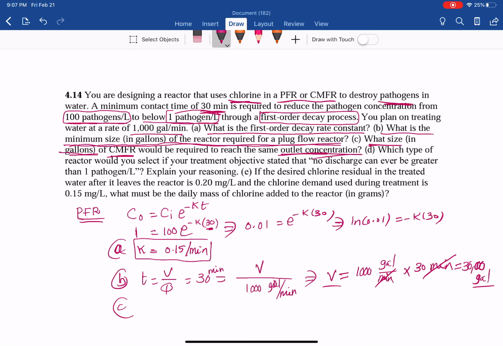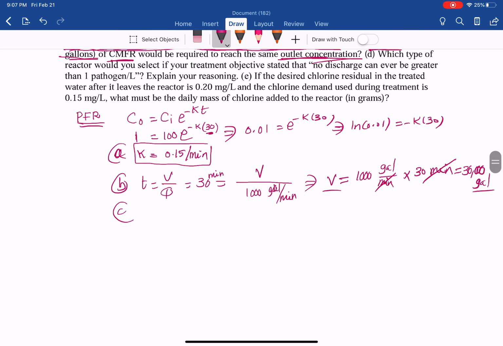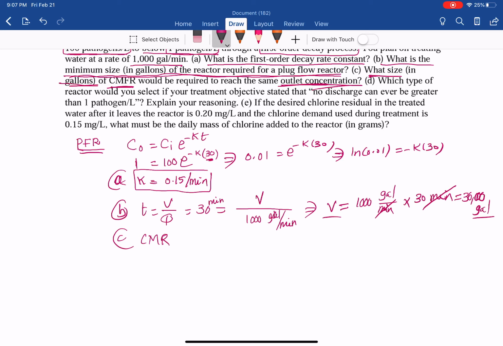Okay, good. So C, now he's using a CMFR. Look at this, what size in gallons? So we need to find out the volume that would be required to reach the same outlet concentration. So C in is 100, C out is 1. So we're going to put the equation V dC over dt. This is CMFR: Q C in minus Q C out minus V K C out. This is 0.